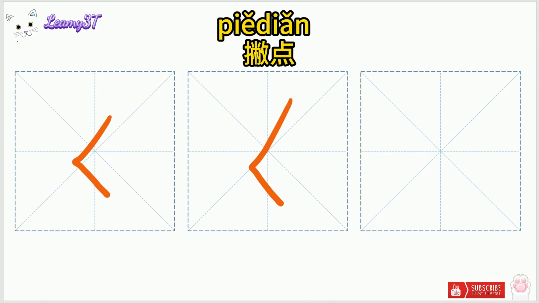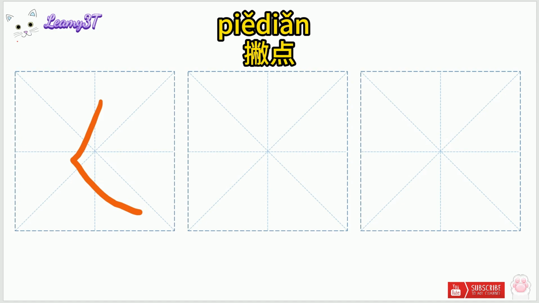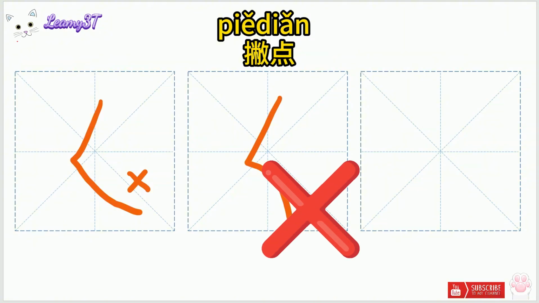The 点 stroke also has many variations in real Chinese characters. It can be slightly longer or shorter. But note that at the end, the 点 should be fairly straight. If it curves slightly downward, it becomes a 捺. If it arches slightly upward, it becomes a strange stroke which does not exist in Chinese characters.